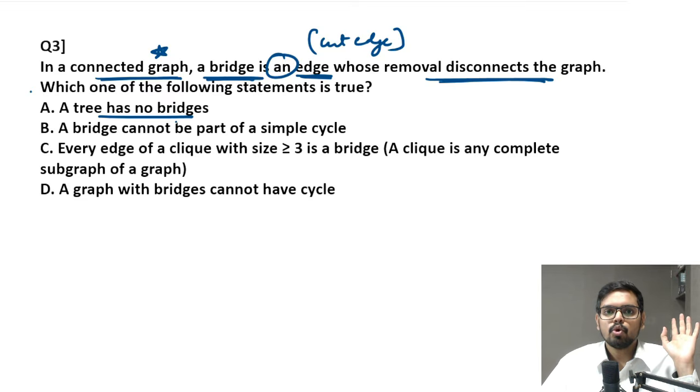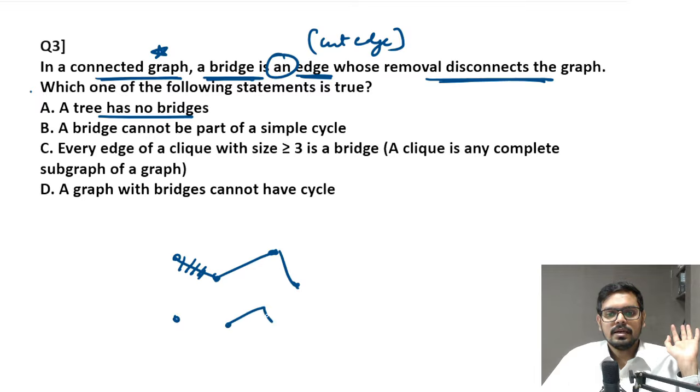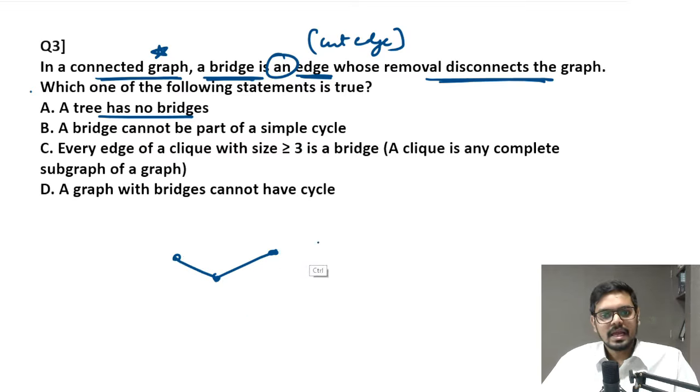A tree has no bridges. Wrong. Every tree has bridges, and every edge is a bridge. You take any example of a tree, if you remove this edge, the result is like this, so that edge was a bridge. If you remove this edge, that edge is a bridge. So every edge is a bridge. And you are saying a tree has no bridge? Absolutely nonsense, incorrect.